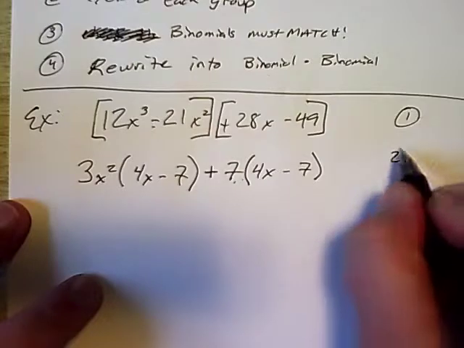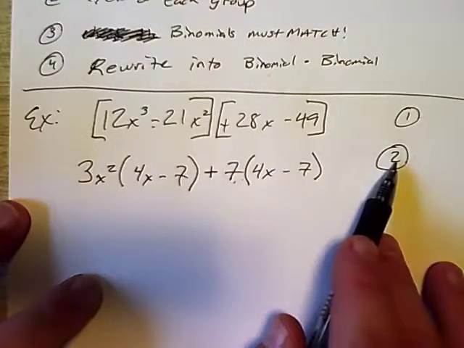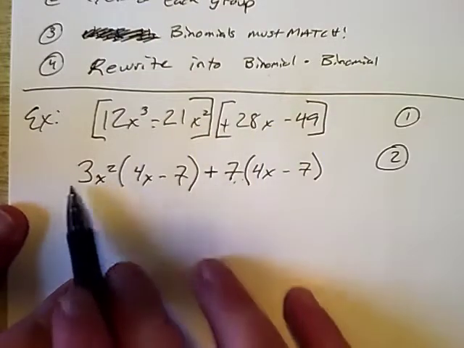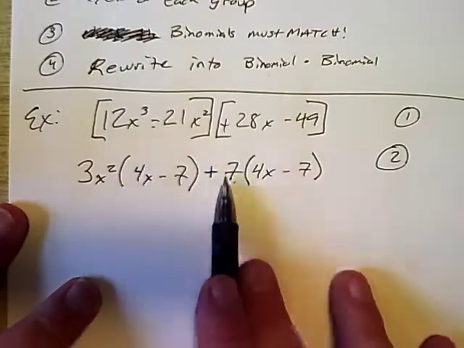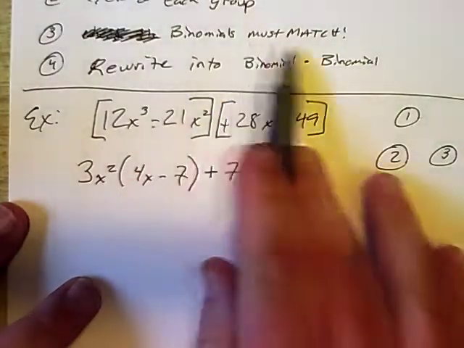So here I have found the greatest common factor in each group. So step 2, find the greatest common factor from each group and bring it out. I brought the 3x squared out of the first group and the 7 out of the second group. Now step 3, do the binomials match?